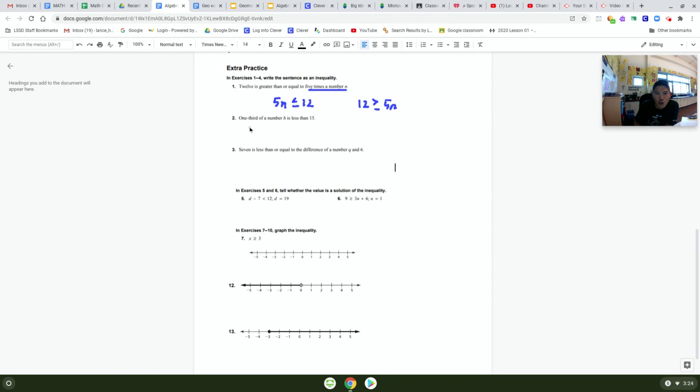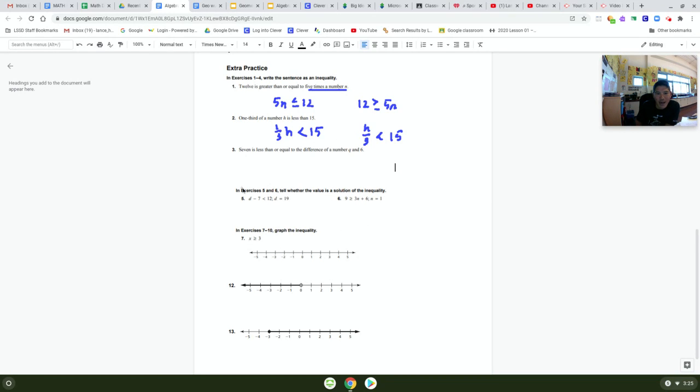On example 2, 1/3 of a number h. 1/3 of means multiplication. So 1/3 h is less than, so strictly less than, that's the inequality for less than 15. And all we're doing right now is writing the inequality for the given sentence. We're not solving it. We're not graphing it. There's another way that you could write it as well. If some of you are thinking, well, 1/3 of h, that's the same as h divided by 3. That's still 1/3 of h. It's less than 15. Really, no way is more correct than the other.